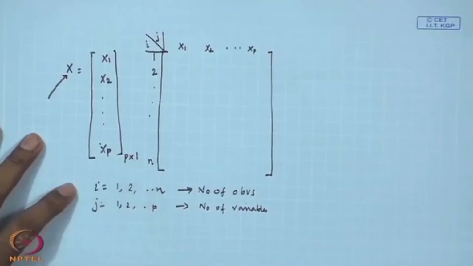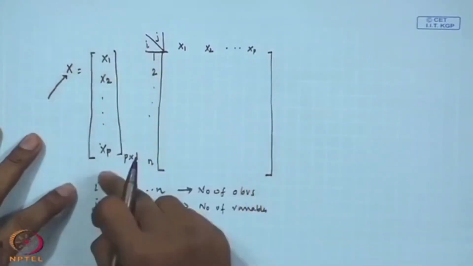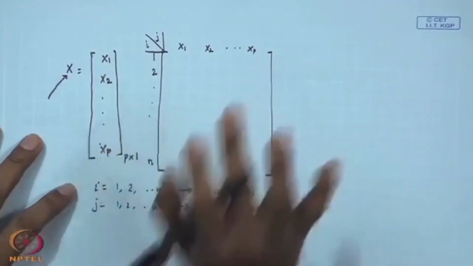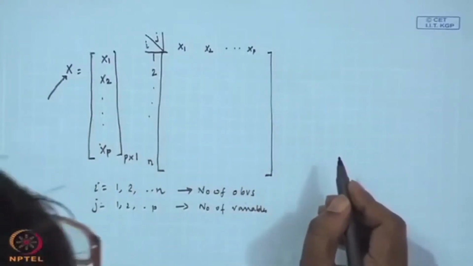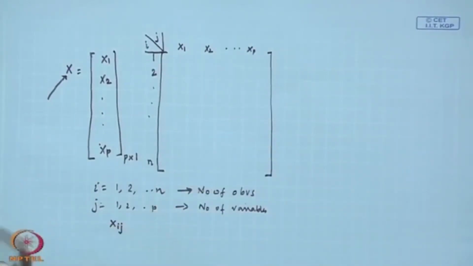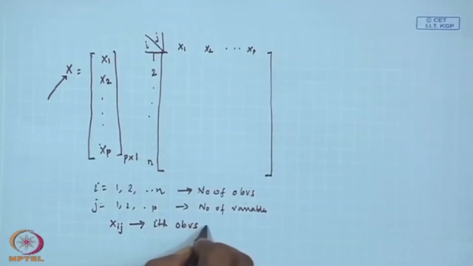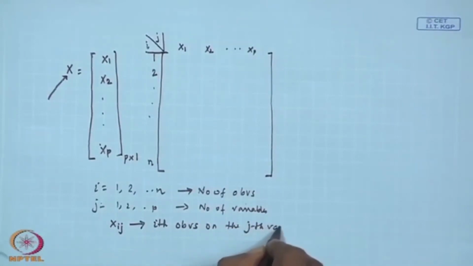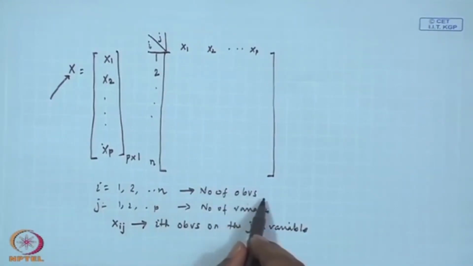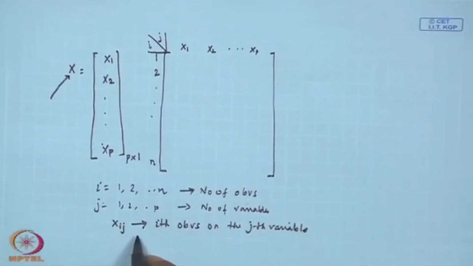Now, you think of a situation that you have your population, you know that p variables are there, you identified the variables. Now, you are planning to collect data, you have not collected data yet. Then our nomenclature, the way we will be writing, the general observation will be x i j. What does it mean? x i j means that is the ith observation on the jth variable. That is why i stands for 1 to n, which is the number of observations, j is 1 to p, the number of variables, x i j, which is the ith observation on the jth variable to be collected.